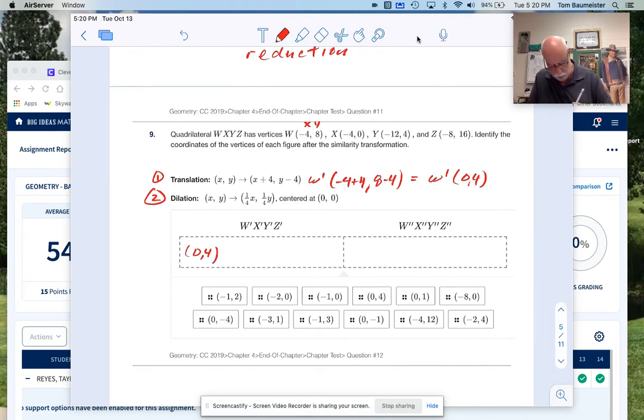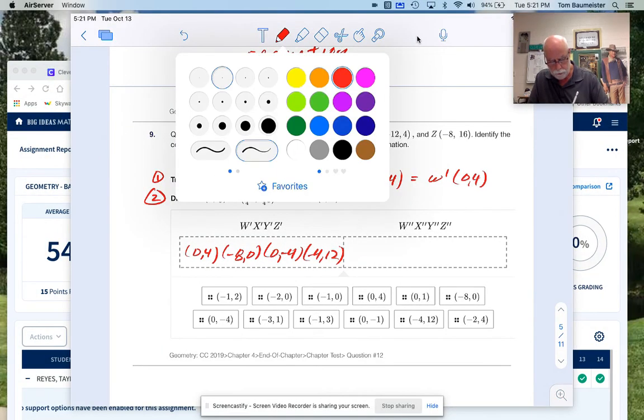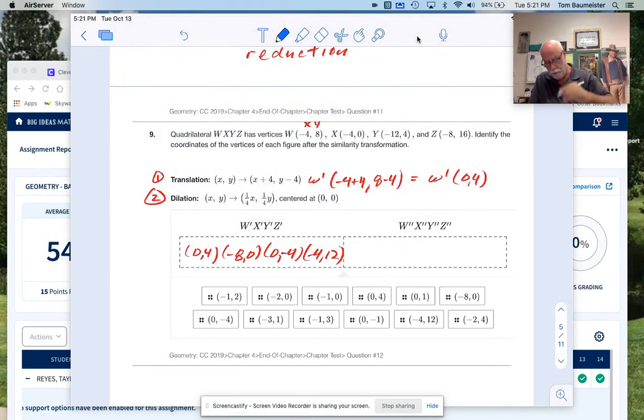And then my other ones are going to be, for X prime, I'll get -8 and 0. I'll get 0 and -4. And I'll get -4 and 12. For the second one, remember, this here is now my new X and my new Y. So for W double prime, that was a tongue twister.